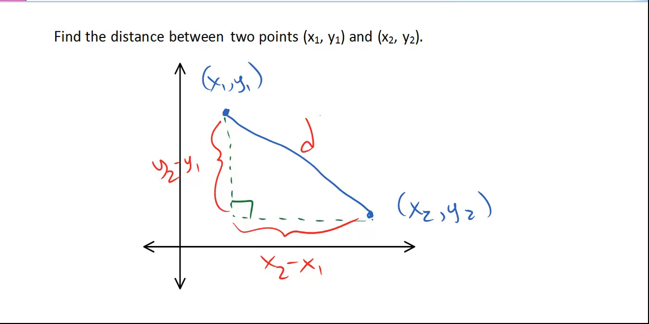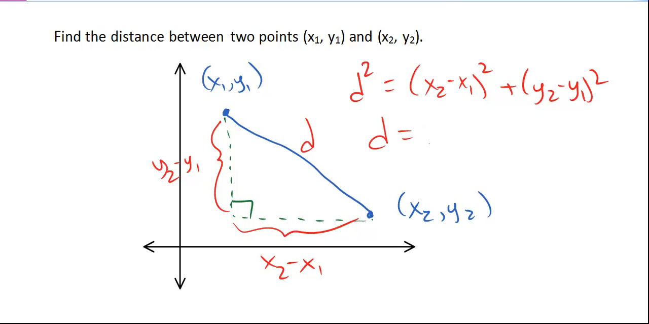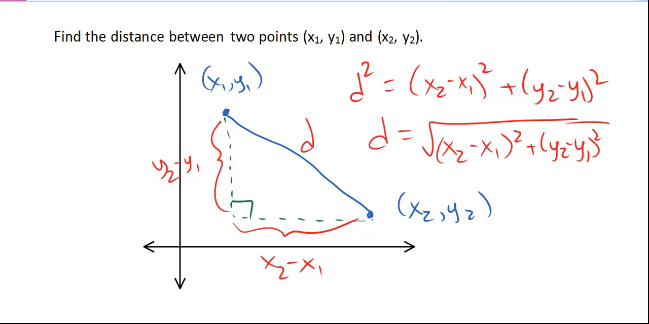So what we know, if that's D, is that D squared is equal to the difference in the x-coordinates squared plus the difference in the y-coordinates squared. Which means, of course, if I want the distance itself, I have to take the square root of all this. So this is what people would call the distance formula. And I can clean that up to make it look a little nicer.